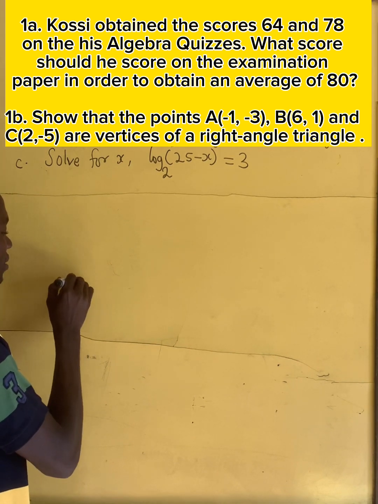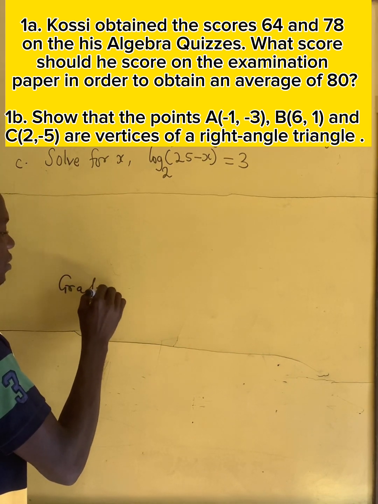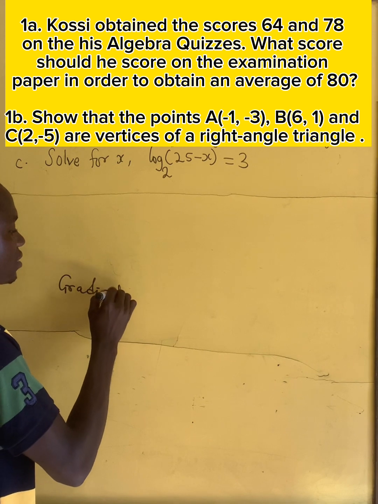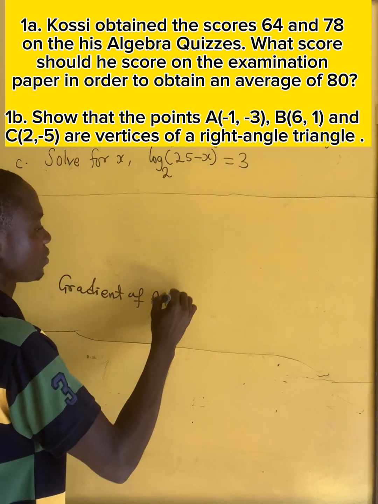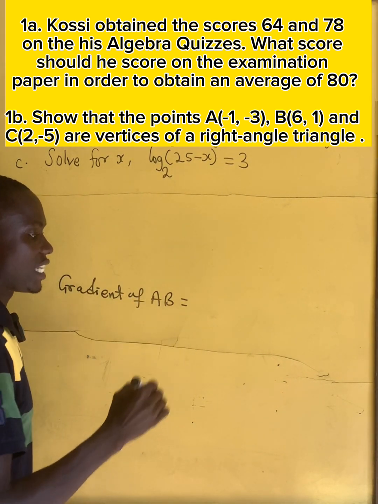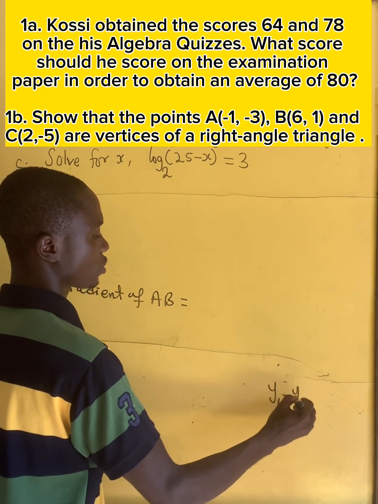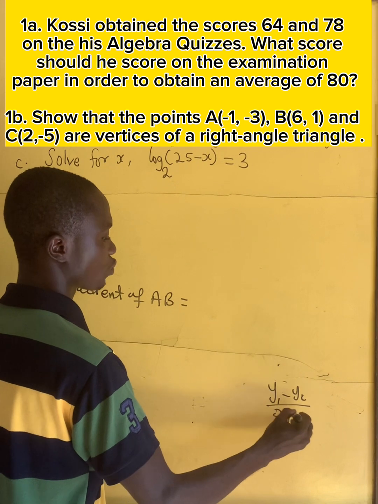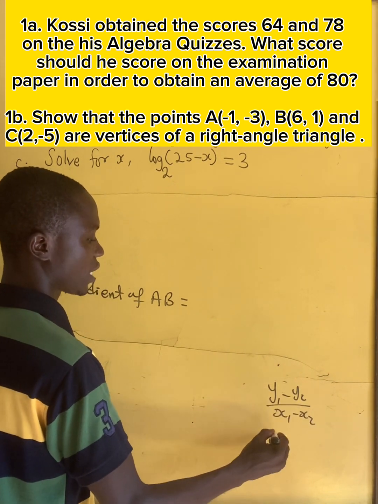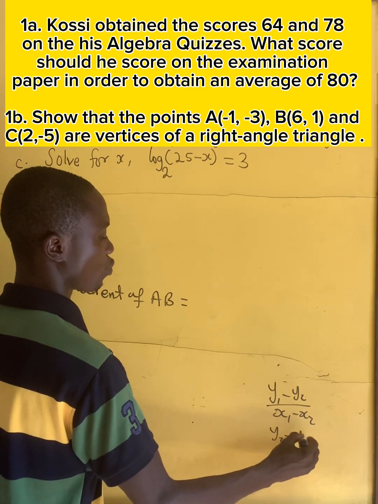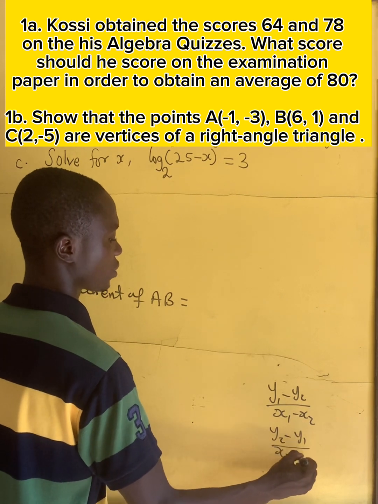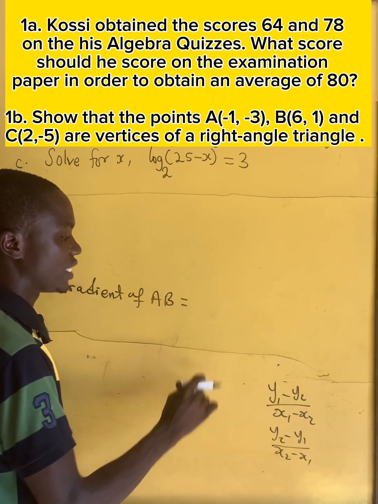So we write gradient of AB. Now remember that the gradient formula is given by change in y. Let's say y1 minus y2 divided by x1 minus x2, or you can take y2 minus y1 divided by x2 minus x1. Any of them will give you the gradient.